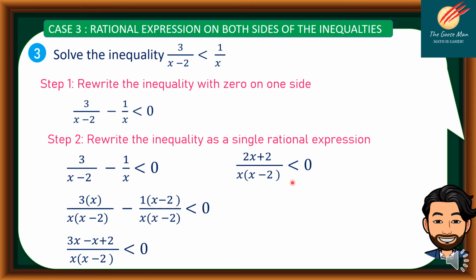Or I can say this is equal to 2x plus 2 all over x times (x minus 2). But I can factor out the common factor, which is 2. So I have here 2 times (x plus 1) all over x times (x minus 2) is less than 0.